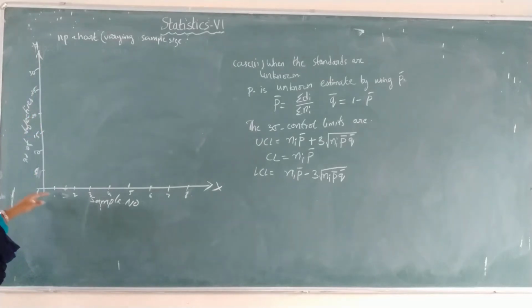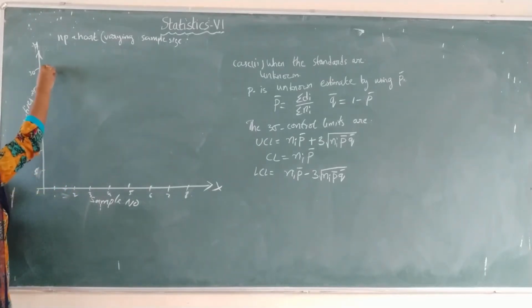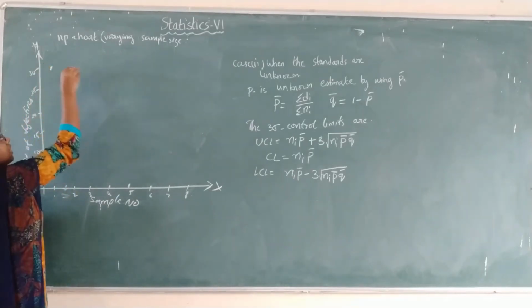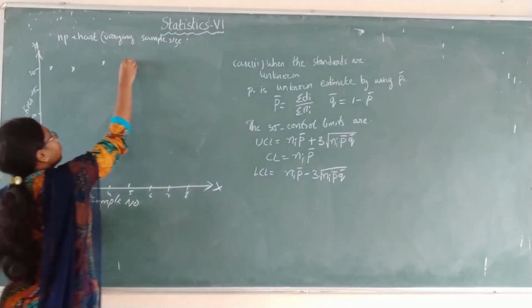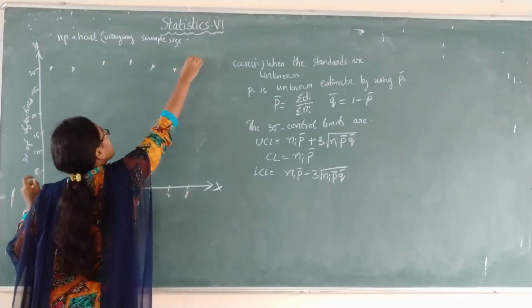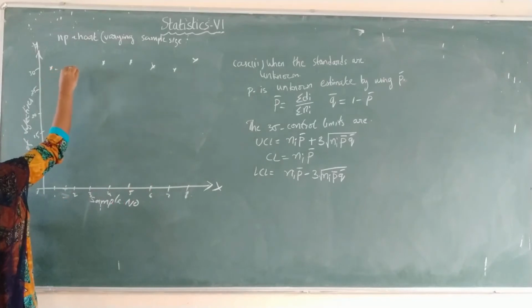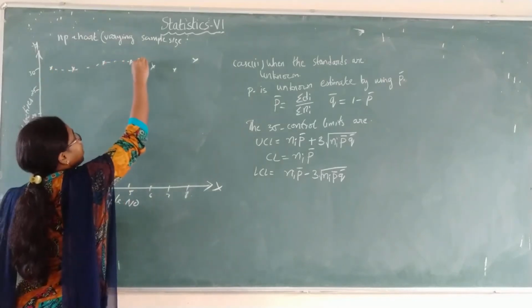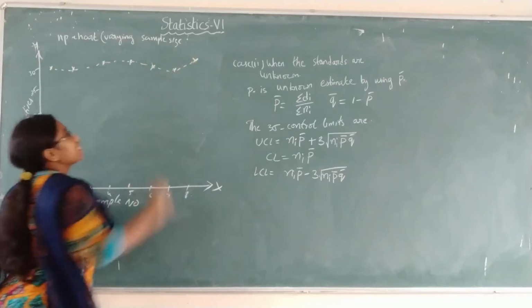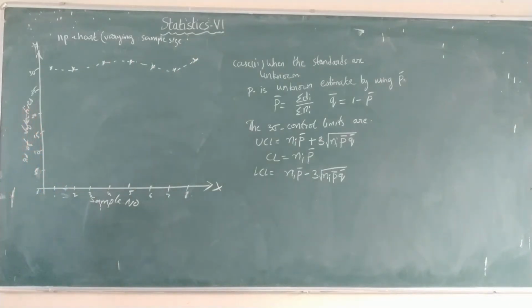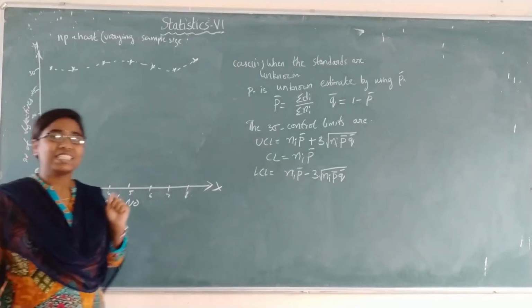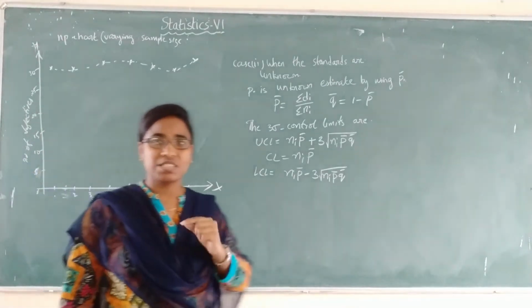So for the first sample, we will get some LCL, UCL. For the second sample, you will get something. For the third sample, fourth, fifth, sixth, seventh, like this. All the UCLs you will be joining with a dotted line, and this is the UCL for the D chart. Similarly, CL also. So in all the charts, the CL is a dark horizontal line itself.